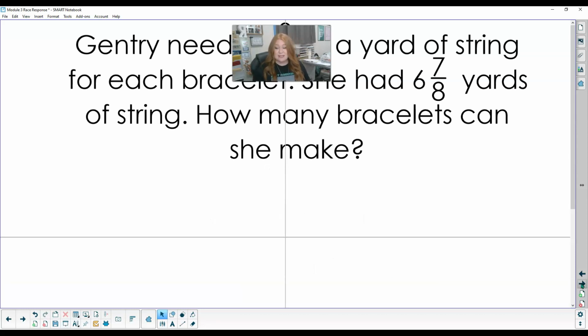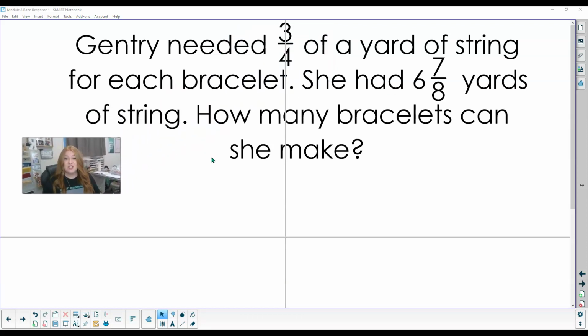So let's do a practice one of those here. Gentry needed 3/4 of a yard of string for each bracelet. She had 6 7/8 yards of string. How many bracelets can she make? I have to be honest with you guys. When I first did this problem, I just was like, all right, 3/4 divided by 6/8. And it came out to 6/55. And I was like, she can't even make a bracelet. But she doesn't even need a whole yard and she has 6 of them. She's got to be able to make at least 6. And my answer came out way wrong because I was not paying attention.